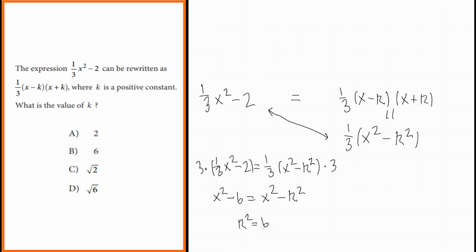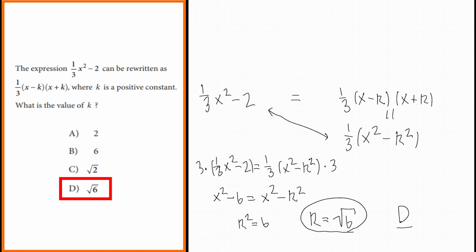Now that we have k squared equals 6, we can take the square root of both sides and find that k is equal to the square root of 6. Square root of 6 is our final answer, which corresponds to option D. D is the final answer.